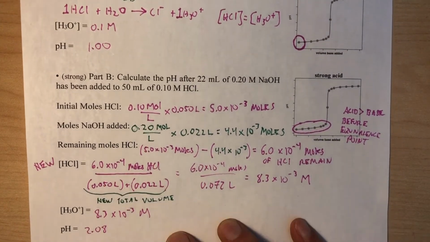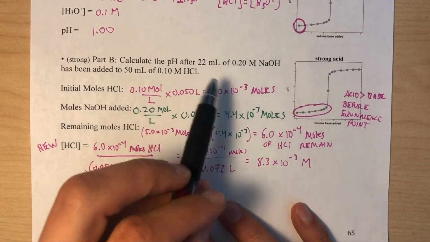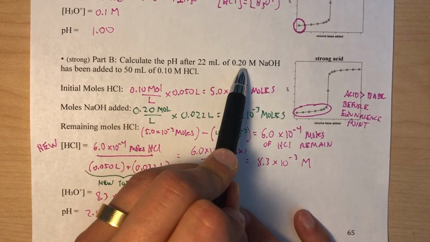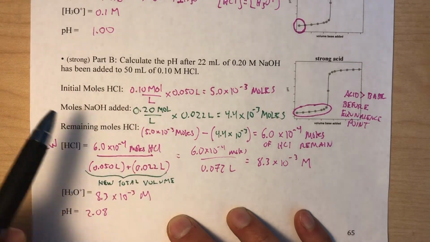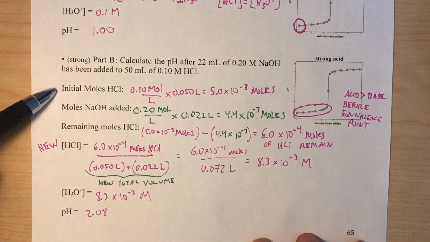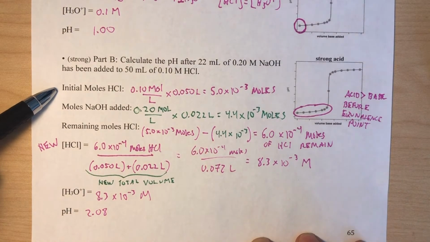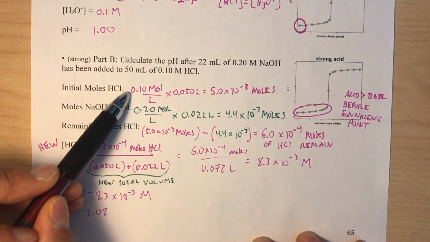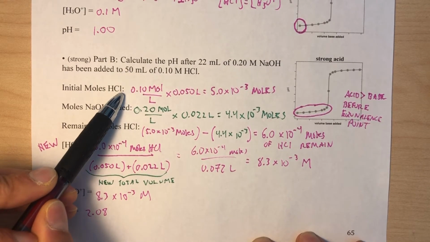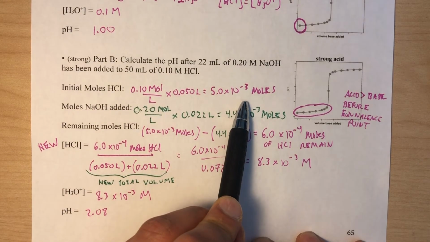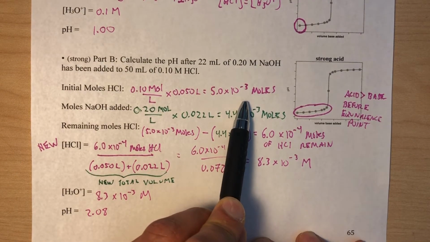Now, after 22 milliliters of 0.20 molar sodium hydroxide has been added to the 50 milliliters of 0.1 molar HCl, we need to do a neutralization reaction like in the last example. In this situation, we have our initial moles of hydrochloric acid. This is going to be really important. We take our 0.10 moles per liter of HCl, and we multiply it by the volume, 50 milliliters, which is 0.05 liters. And we get 5 times 10 to the negative 3 moles of HCl. This value is going to be the same for all of our calculations.